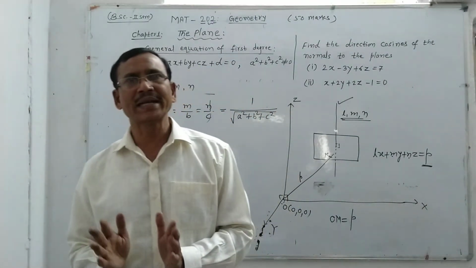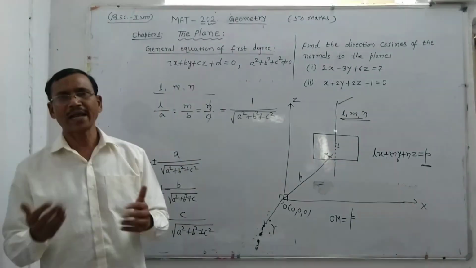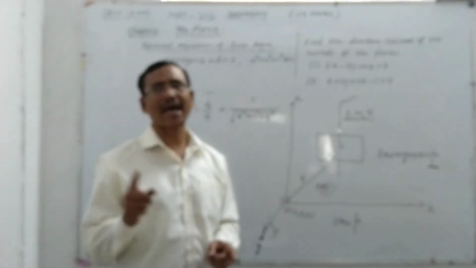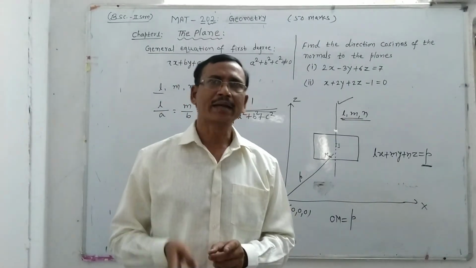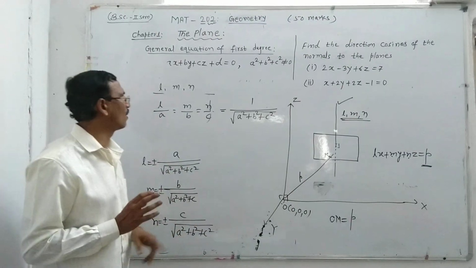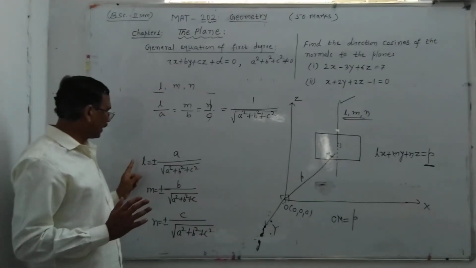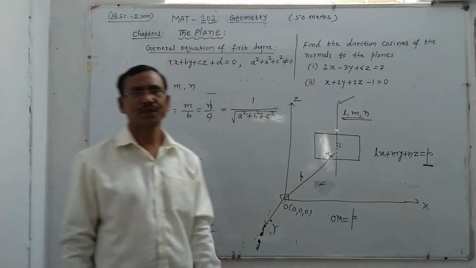Again, remember the relation between direction cosines and direction ratios. Earlier I told that cosines of the direction angles are called direction cosines, and numbers which are proportional to direction cosines are called direction numbers or direction ratios. Okay? Finally, remember the relation between direction cosines and direction ratios.